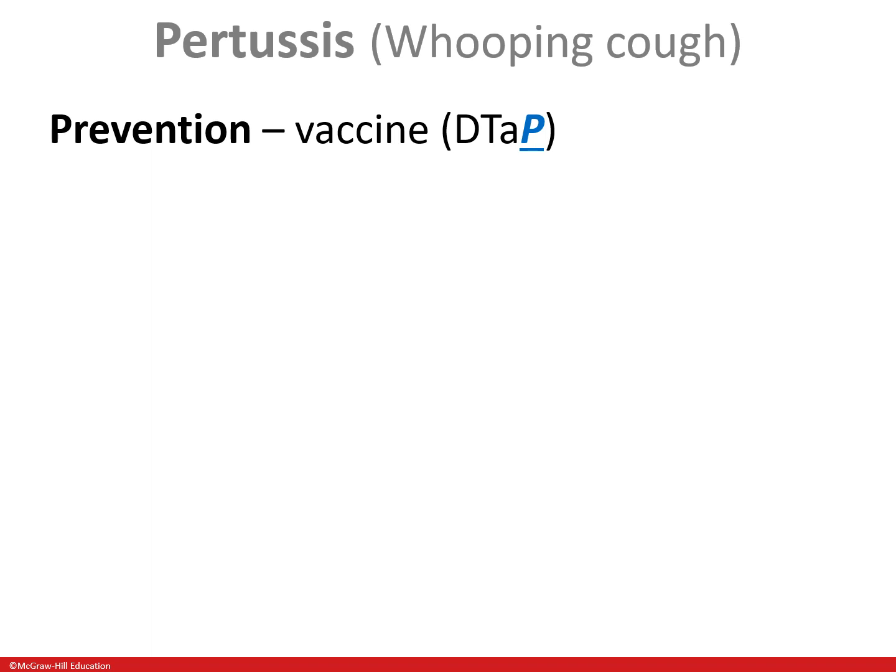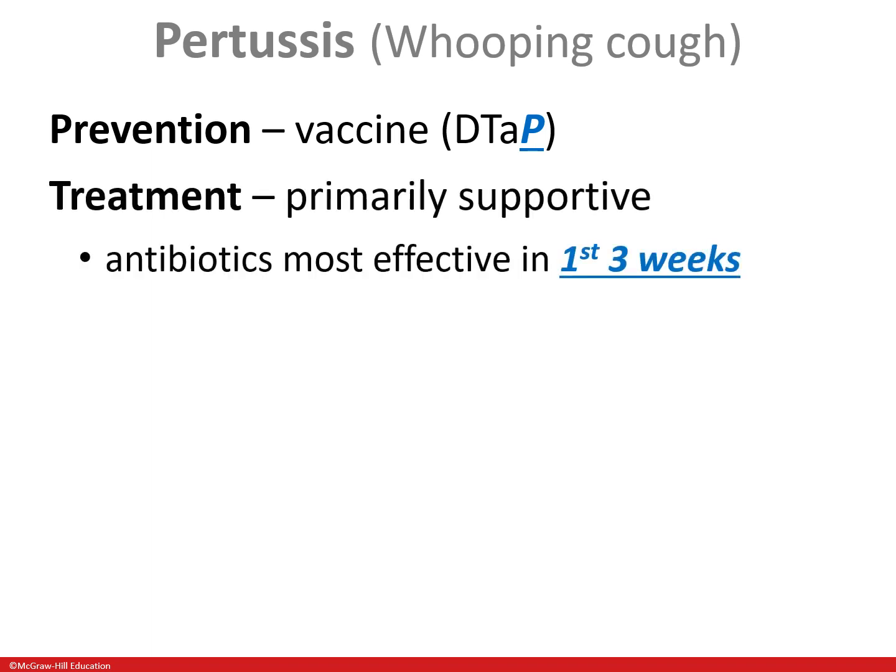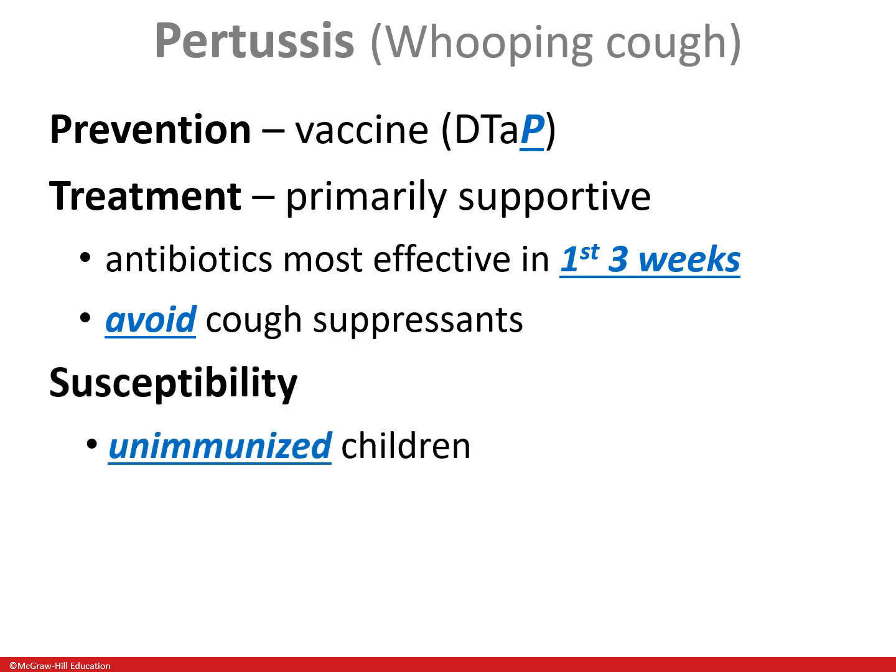So pertussis is one of the diseases that is a component of the DTaP vaccine. So it is a routine vaccine preventable disease. Primarily supportive care when it comes to treatment. The antibiotics are really most effective in the first 3 weeks, and as we mentioned, sometimes those symptoms are not really obvious. We talked about how cough suppressants are actually one of the worst things you can do for a pertussis patient because it's just going to add to the thickness of that sputum. And again, susceptibility is primarily children who don't get the vaccine. And the most severe disease we see is in the youngest patients, so under the age of 5.